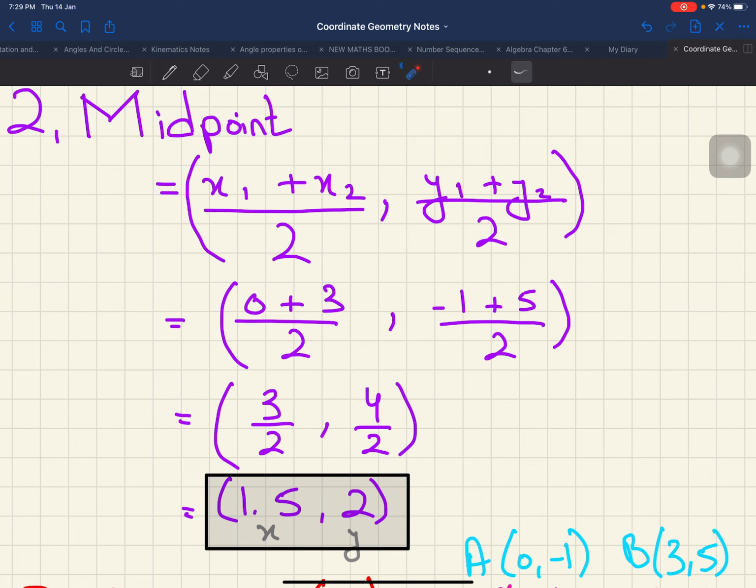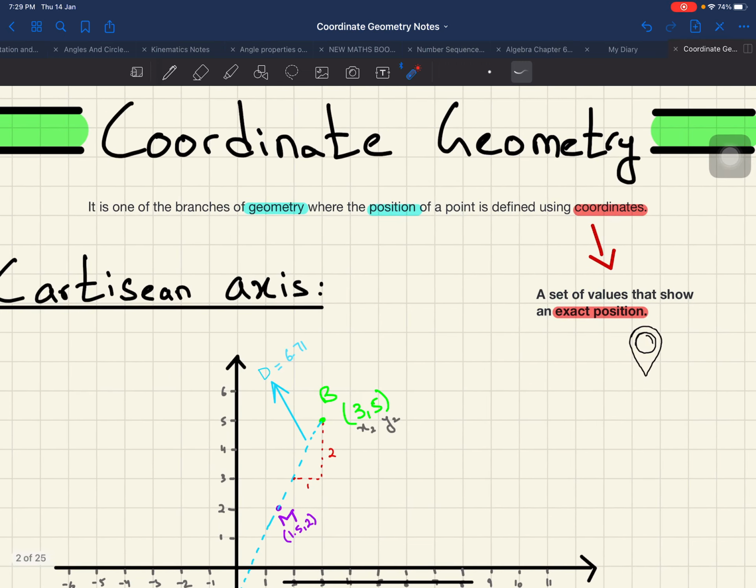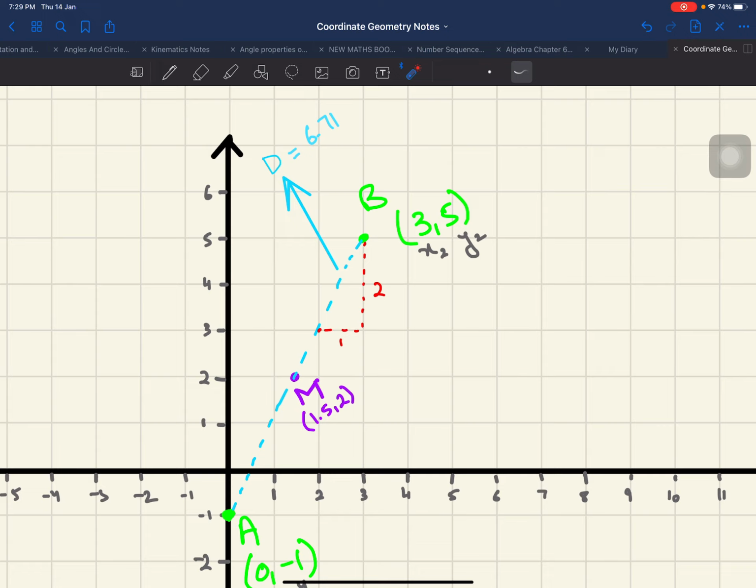Now after putting it in, the answer is 3 upon 2, 4 upon 2. So you get 1.5 comma 2. So this is the midpoint of the coordinates A and B. And as you can see in your graph, this is the midpoint. It lies between these two points.